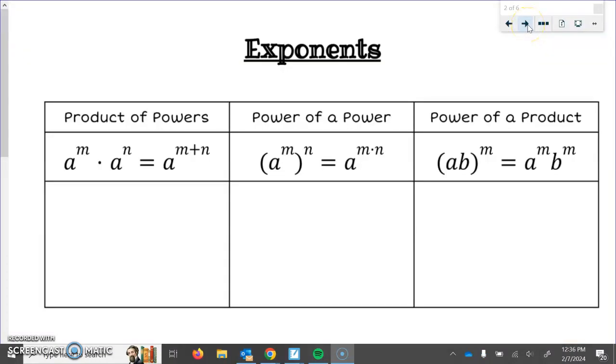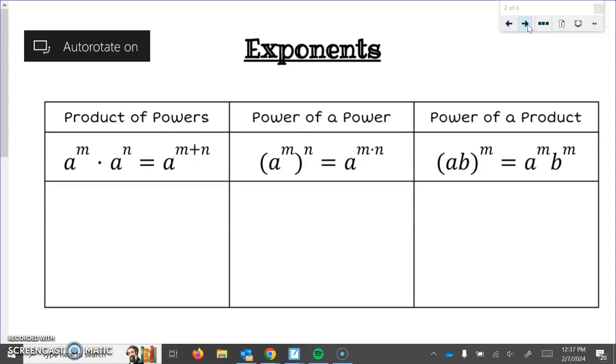So what we're going to be looking at today are our different exponents and rules that we can use to help us simplify and evaluate. So the first three that we're going to talk about today all deal with some form of multiplication. So looking at our first rule here, it's called a product of powers.